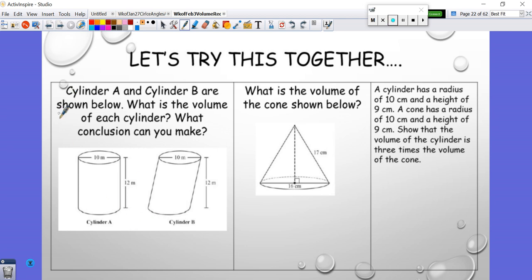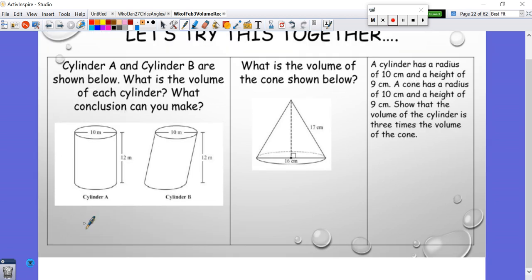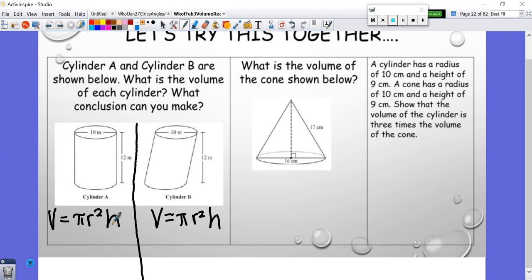So this first question on your paper says cylinder A, which is this, and cylinder B, which is this, are shown below. What is the volume of each cylinder? What conclusion can you make? All right, so we are going to find the volumes of these two cylinders. So if I do the first one, it simply says volume equals pi r squared times height, since these are both cylinders. And then we're going to make a conclusion about this. One is slanted and one is not slanted.